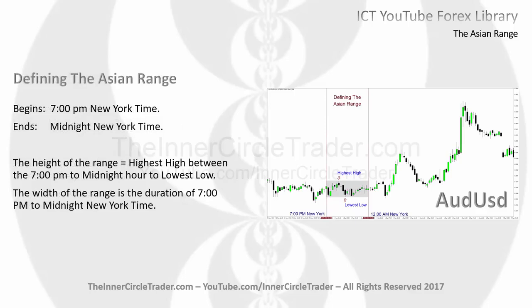Okay, so let's define the Asian range. What is it that we can do in our charts to make it appear and draw our attention to it? Well, the range begins at 7 p.m. New York time, and it ends at midnight New York time. Now, as a special inclusion here, Chris Laurie had his Asian range pushed beyond midnight. And if memory serves me correct, I believe he had 12:30 a.m. And to me, the financial markets really begin at midnight New York time.